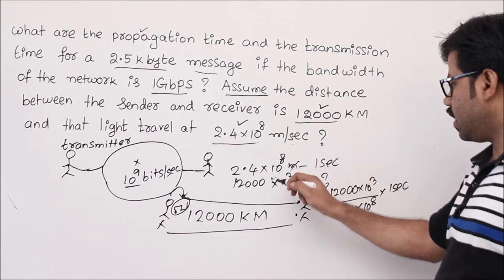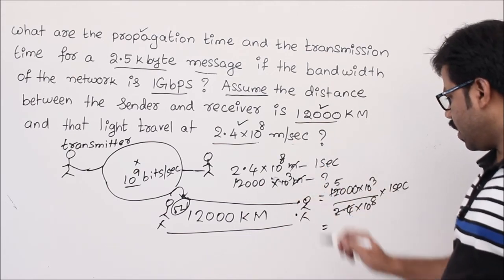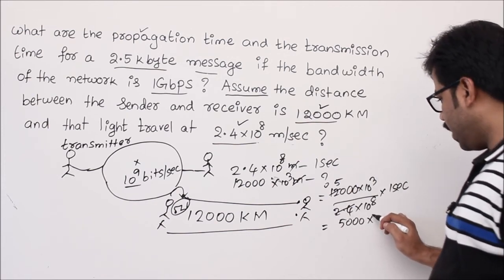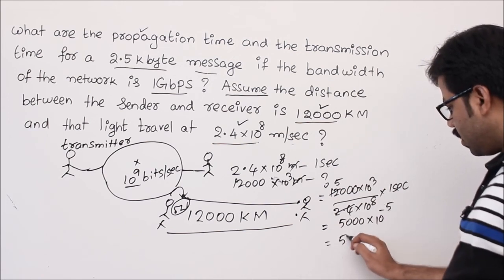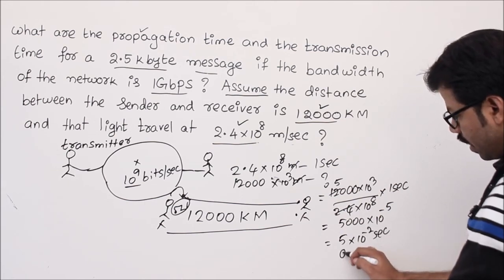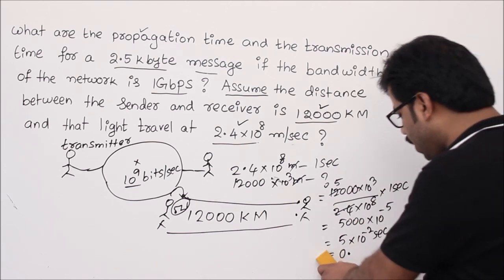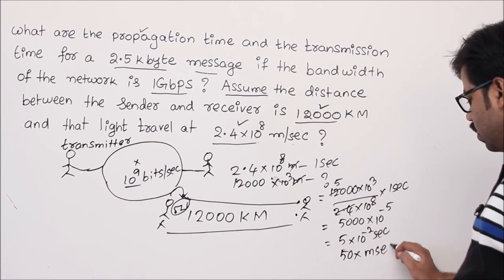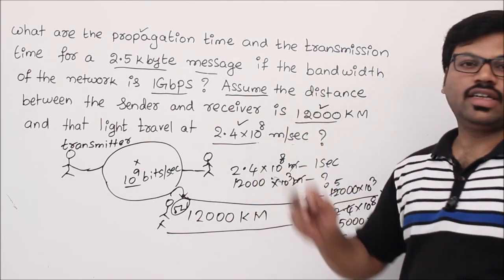Now see, meters get cancelled. You get 2.4, 5 times is 12 actually, correct? So now 5,000 into 10 cube by 10 power 8. It would become 10 power minus 5. Now if I simplify further, it will be 5 into 10 power minus 2 seconds. So if I write it, then it will become 50 into 10 power minus 3, which is nothing but milliseconds. So it requires 50 milliseconds. That's it. In that way we can calculate propagation time. Okay.